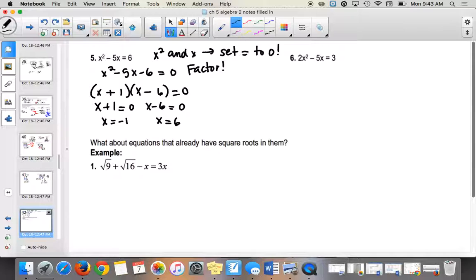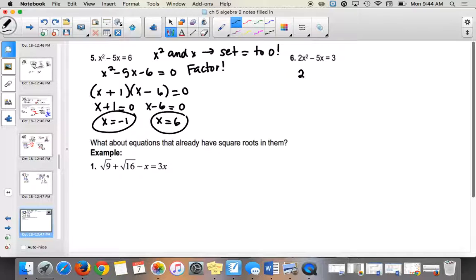Does this kind of bring back Algebra 1 memories to you? Have you done this in Algebra 1? Yeah. All right, both of those are your answers. So if you went all the way back to the original and you plugged in 6, you'd have 6 squared is 36 minus 30 gives you 6. It works out, right? -1 squared is 1 plus 5. 1 plus 5 is 6. Both of them work in the original.